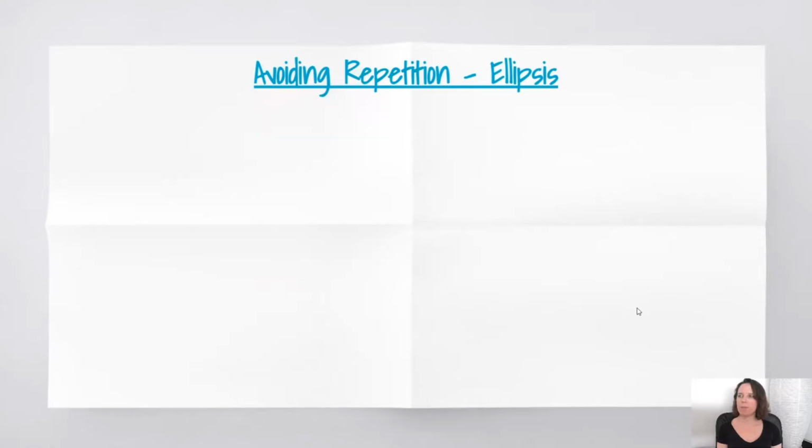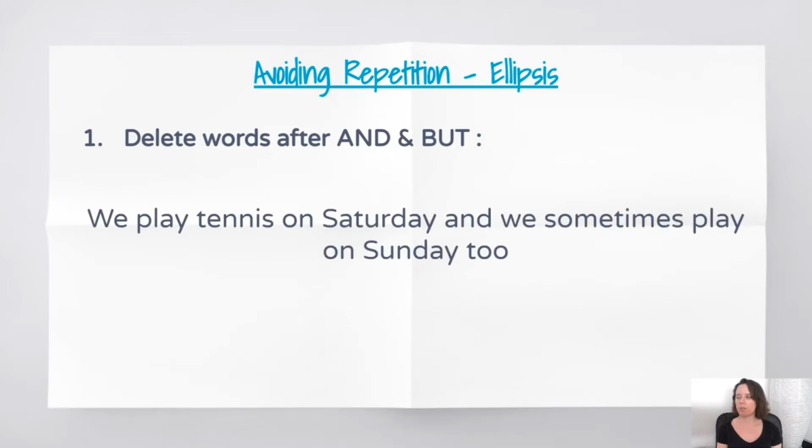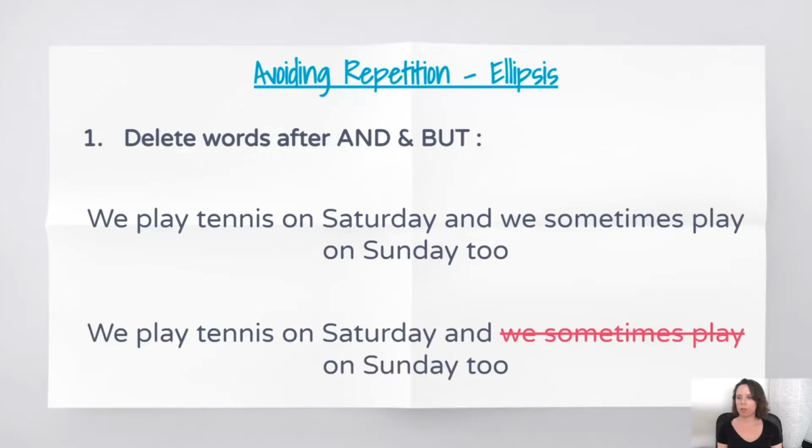Another example for you, again deleting words after and, but. We play tennis on Saturday and we sometimes play on Sunday too. So again, have a think, what can you delete from this sentence? Here's your answer. You can delete a full phrase here. We already know that you play, so you don't need to say we play. And if you don't need to say we play, you also don't need sometimes. So: we play tennis on Saturday and on Sunday too. You can even delete on. You could just say Saturday and Sunday too. That's fine as well. It's perfect.